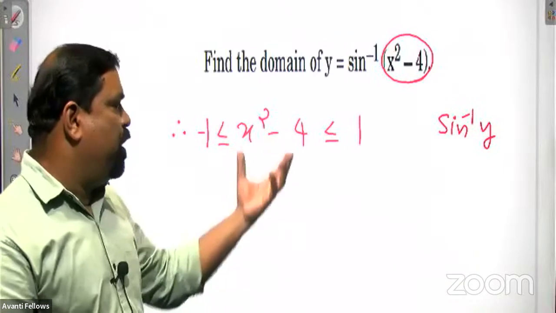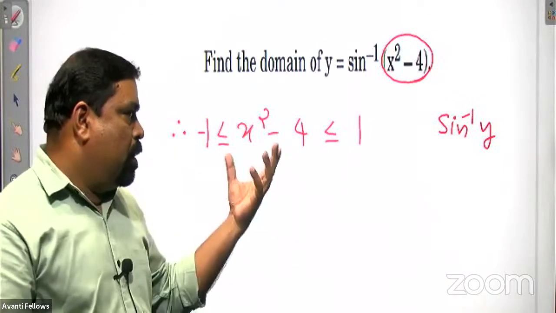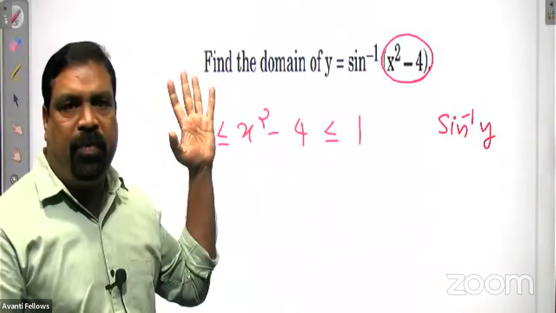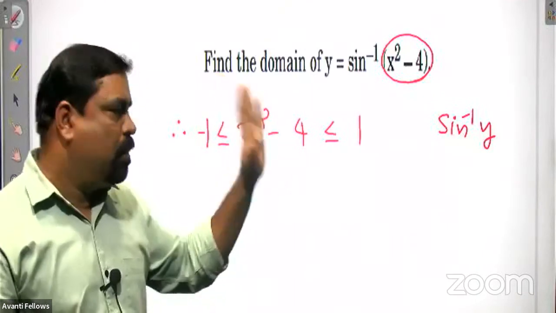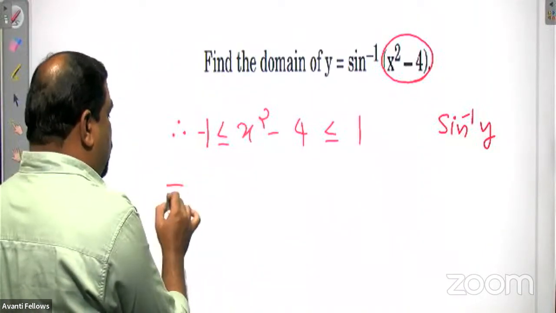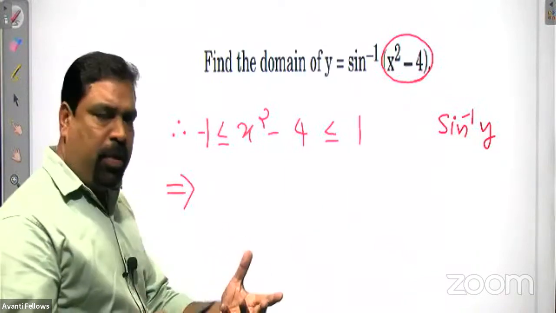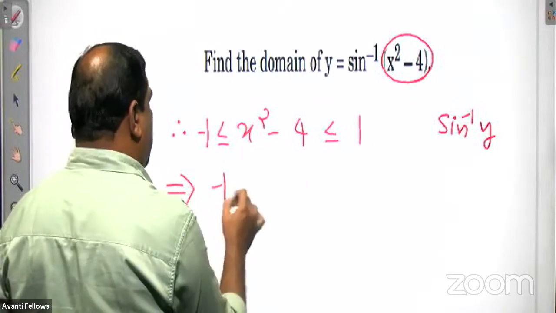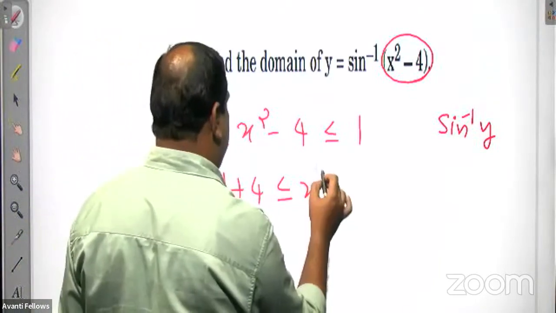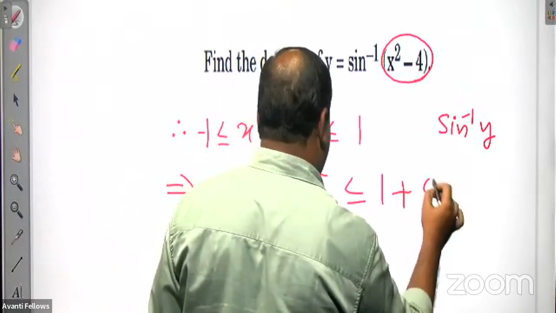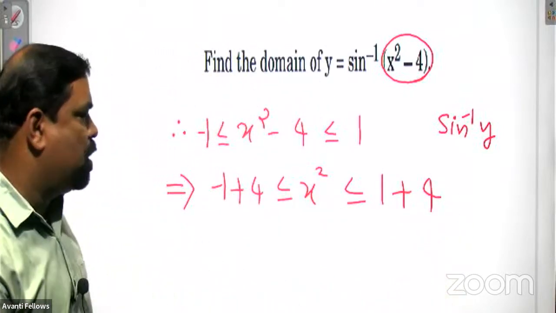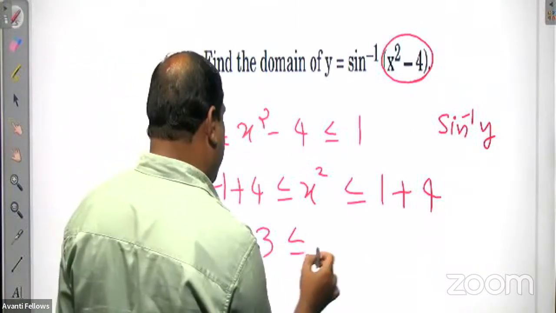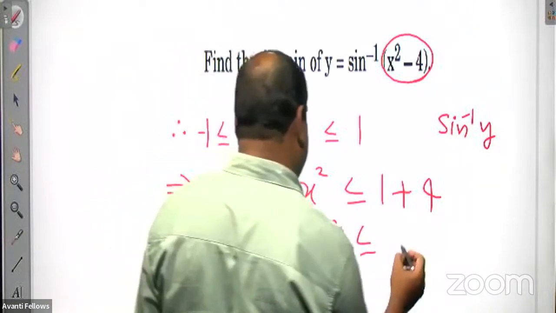Now from here, we have to do some algebra and find the suitable values for x, the admissible values for x. So I need to get the value for x actually. So I will add 4 everywhere. -1 plus 4 less than or equal to x square less than or equal to 1 plus 4, adding 4 throughout each term. So -1 plus 4 means 3. So 3 less than or equal to x square less than or equal to 5.